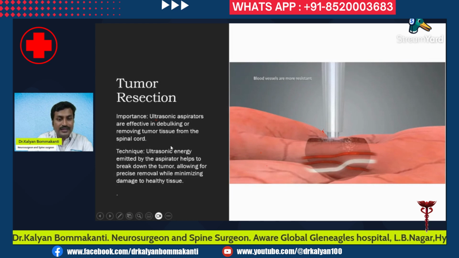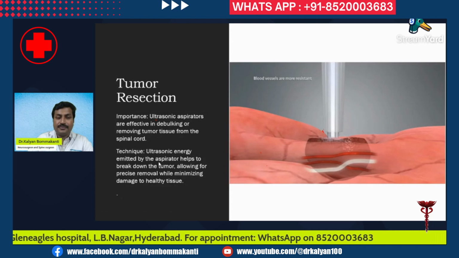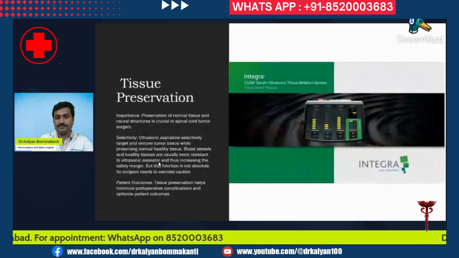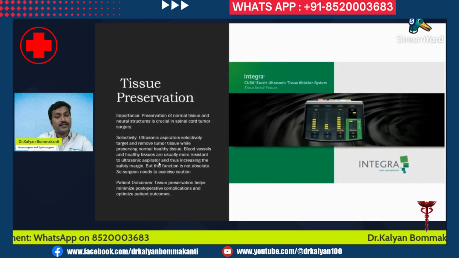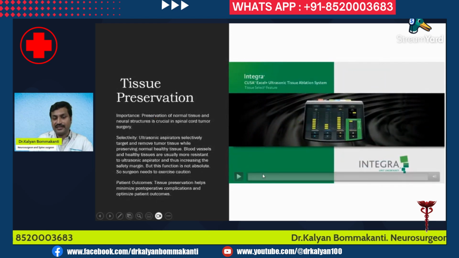How do they do it? Ultrasonic energy, which is emitted by the aspirator, helps to break down the tumor, allowing for precise removal while minimizing damage to the healthy tissue. It also helps in tissue preservation. Let's see this video.